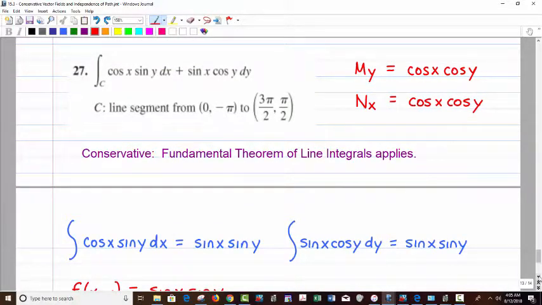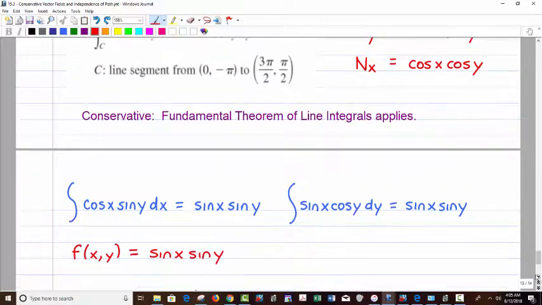Now we integrate the first term with respect to x. The antiderivative of cos x dx would be sine x, so we have sine x sine y here. The second term I integrate with respect to y, so I have sine x sine y. They share a common term, so that's going to be the potential function. The potential function is sine x sine y. And all we have to do is plug in this upper value right here minus that lower value.